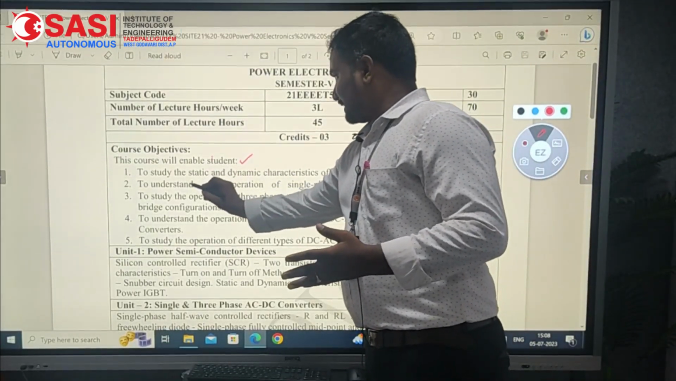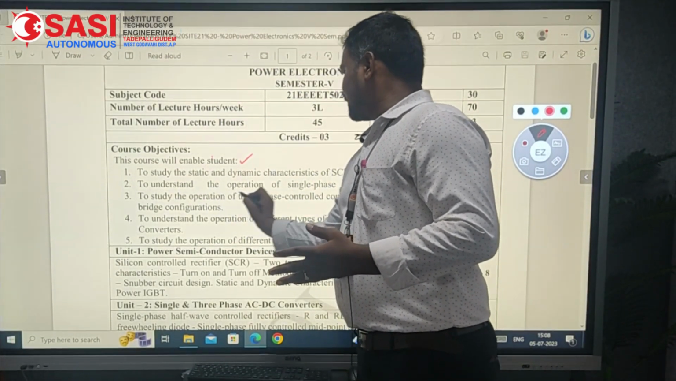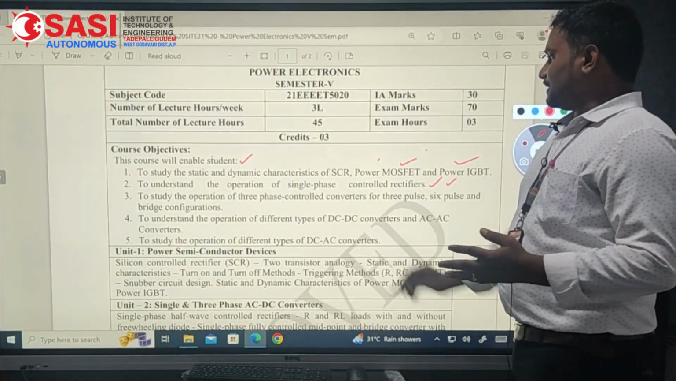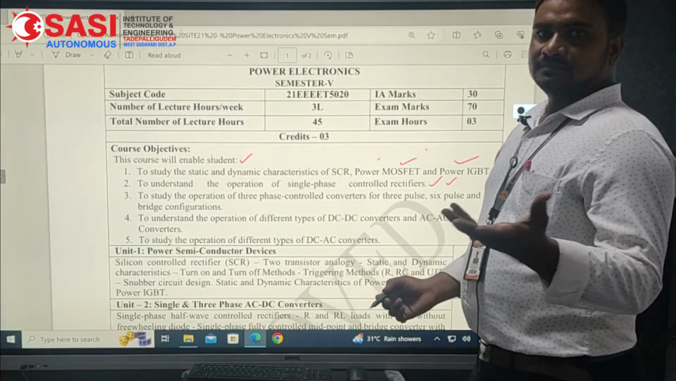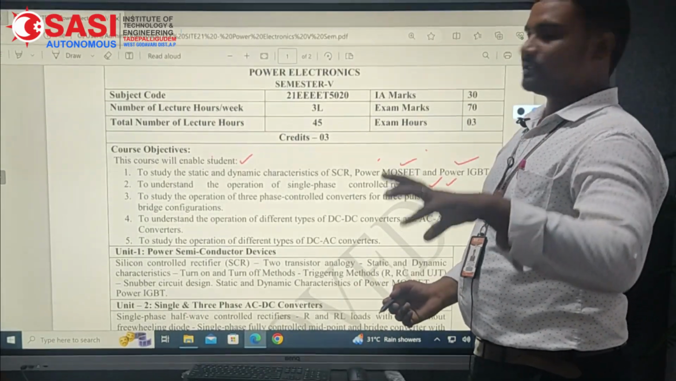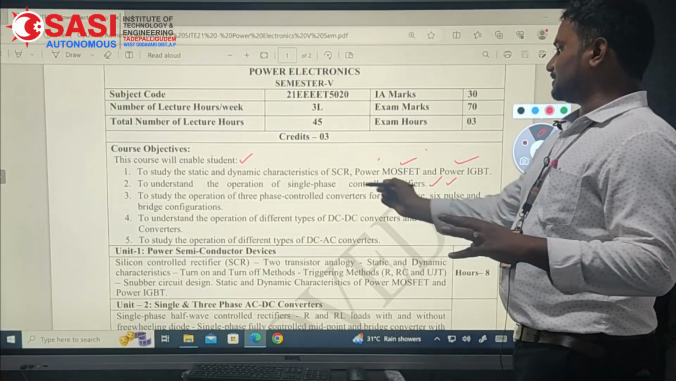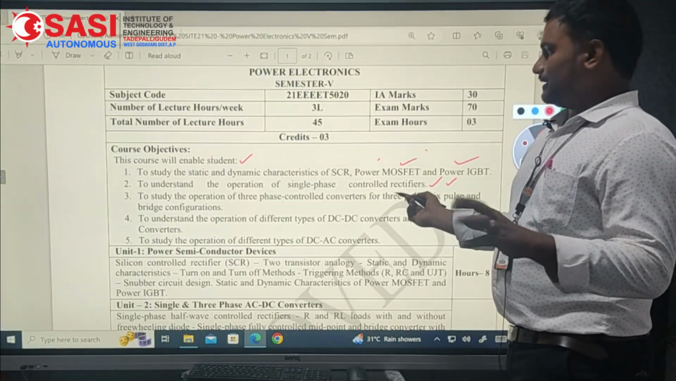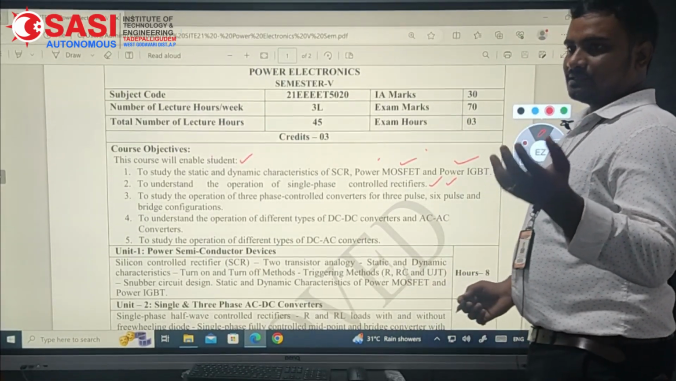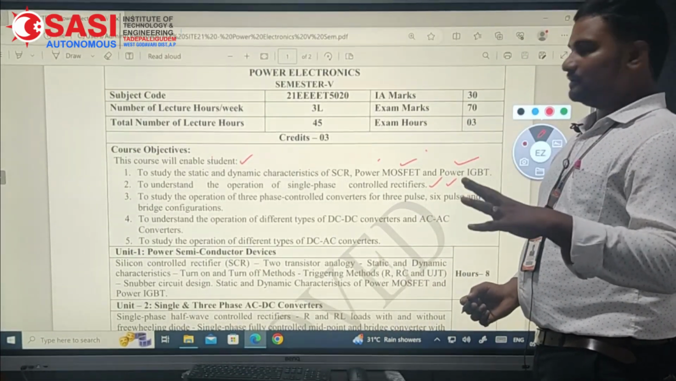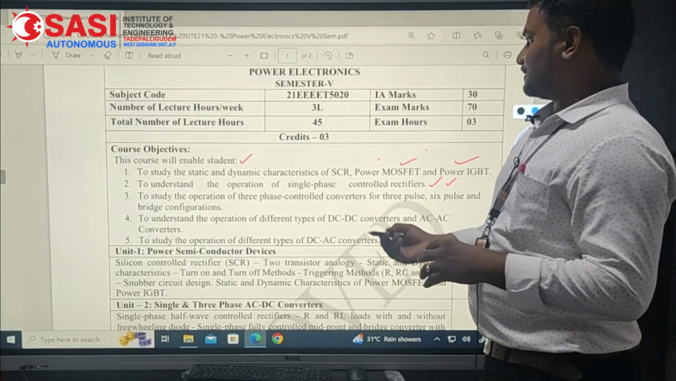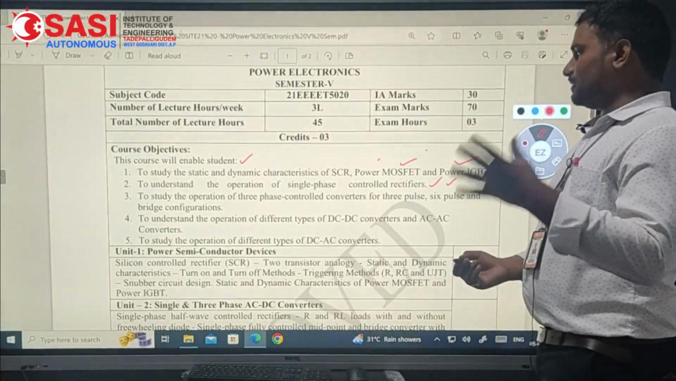And when we come to the second objective, to understand the operation of single phase controlled rectifiers. Here we are going to convert AC to DC. That means a fixed AC is converted into variable DC by using the single phase controlled rectifiers. In this module, we have various control strategies and converter modules to control the AC into DC, and we are going to study them one by one, like uncontrolled rectifiers and controlled rectifiers.